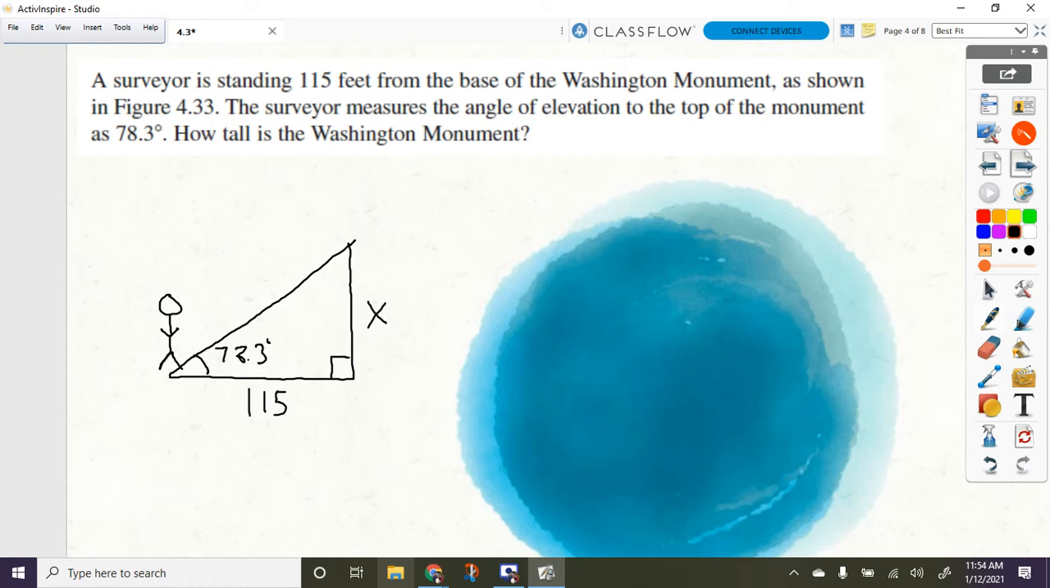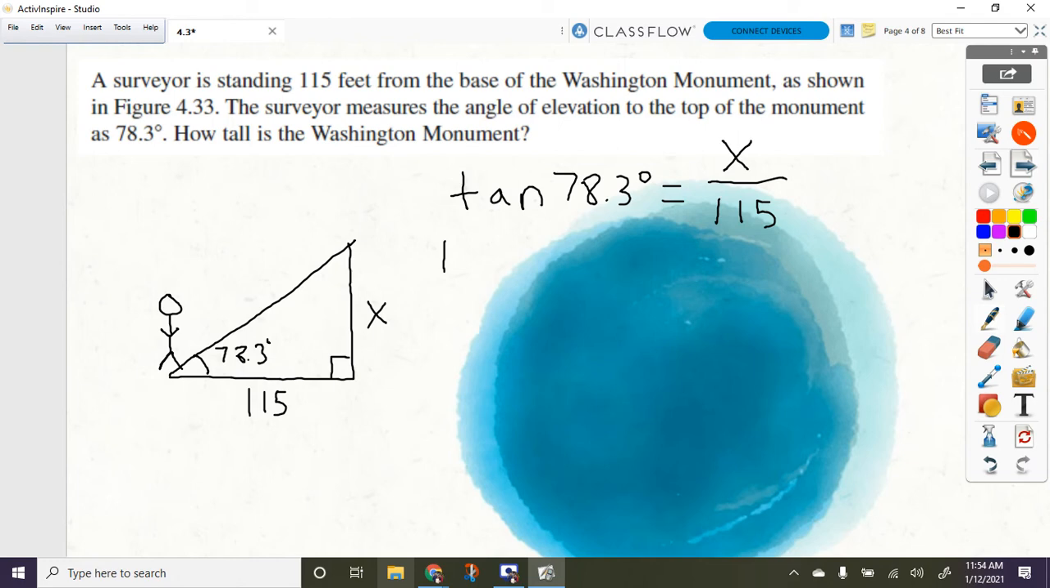So which of our trig functions uses opposite and adjacent? Tangent. So I want to use tangent of 78.3 degrees. So what is our opposite side? X. What's our adjacent side? Okay, so then how do we solve for X? How do we solve for X?